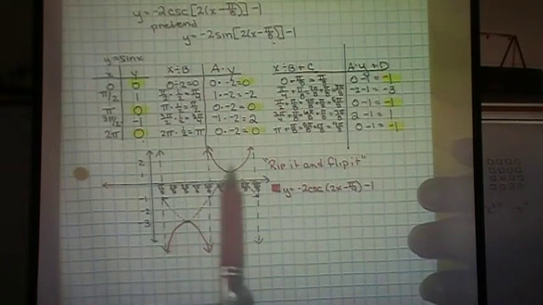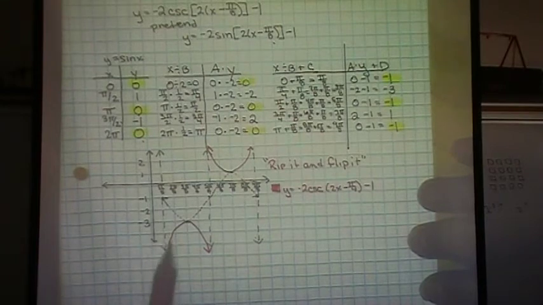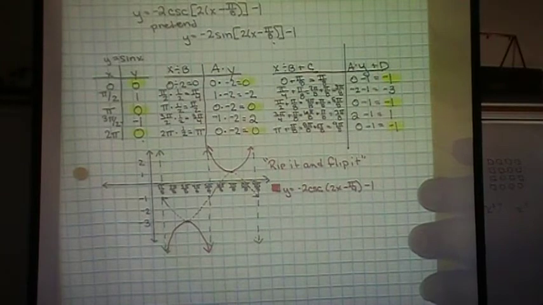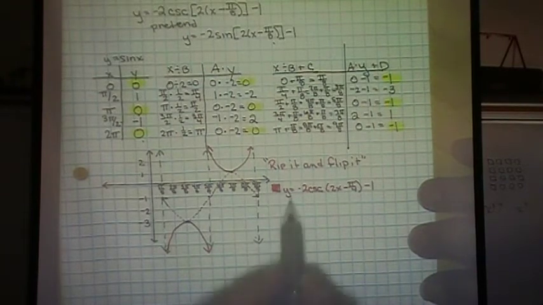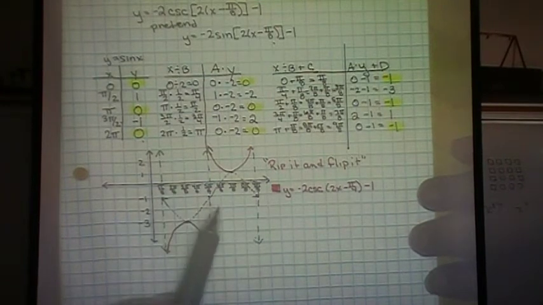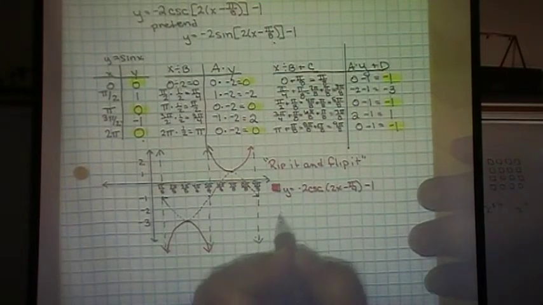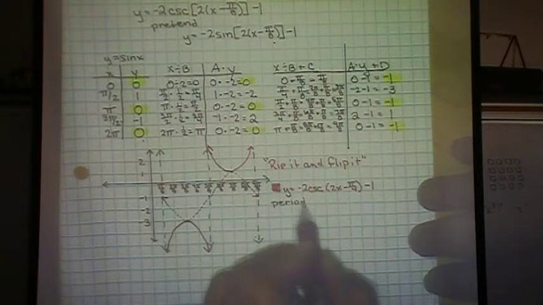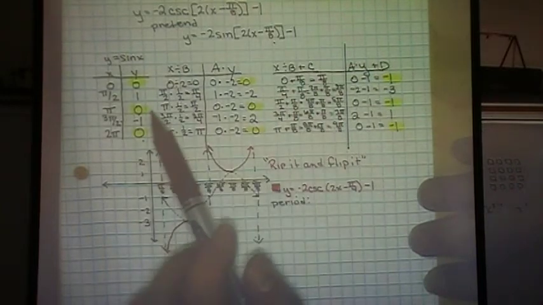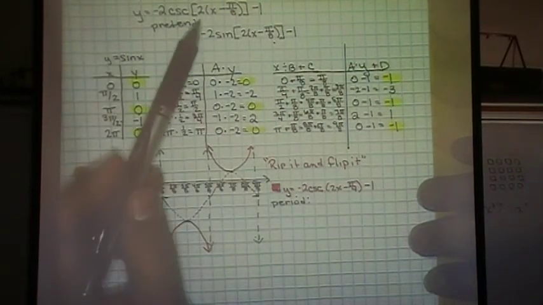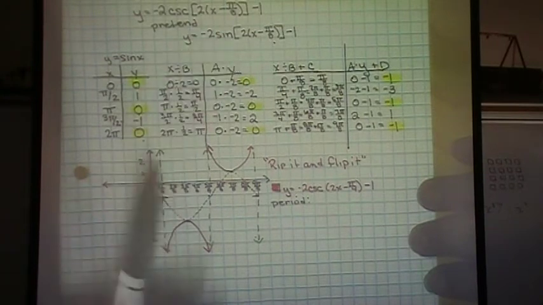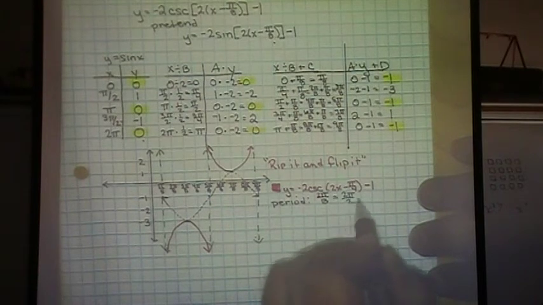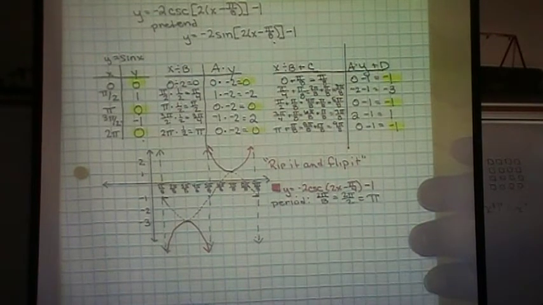So the black graph there, we're not even going to really look at. We're going to look at these ones, our red. And now let's fill out our list on it. So the period. The period for the cosecant graph is the same as the sine graph, and it's found by taking 2 pi divided by our b value, which is 2. So our period is pi.